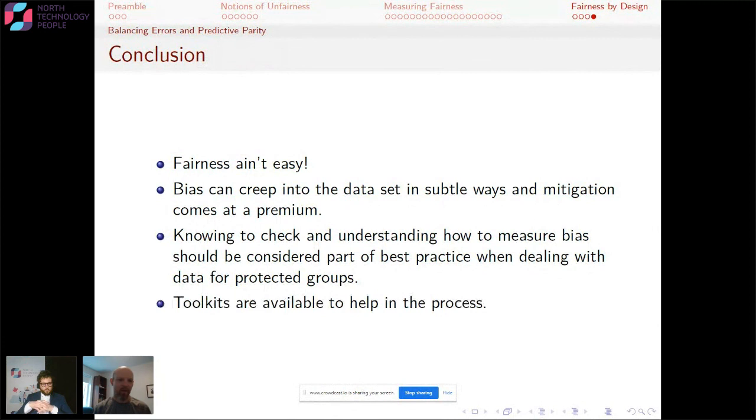I didn't go into it today, but there are toolkits available to help in the process. Some of them are open source, and pretty much all the big names are offering various tools on their cloud platforms that allow you to peer into the algorithms and look at feature importance, like Gaston has mentioned, but also look at it from a fairness and bias perspective. But again, in order to do that, you have to have access to the protected variable in your data.